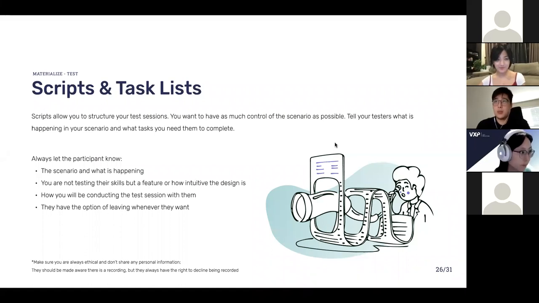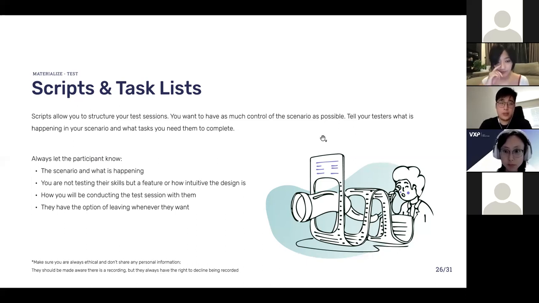When we conduct these sessions, we always want to let them know the scenario and what's happening: what they're looking at, what they're testing, and that this is not looking into their skills, but rather the feature that you designed and how intuitive it is. Also, how you will be conducting the test session, so the methods that you'll be using, which will be covered in the usability test session workshop, as well as following the ethical rules. You always want to make sure that you're respectful and ethical towards them, and that includes filling them in on what they can do, which is leaving whenever they want.